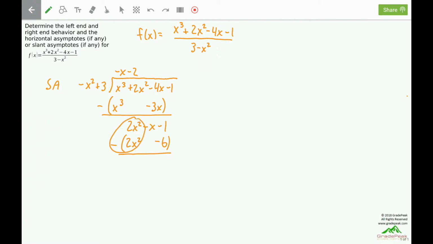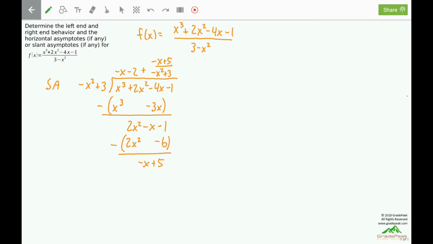2x squared minus 2x squared cancel out. The negative x has nothing to subtract with, and it will just move down as negative x. Minus 1 minus a negative 6, which is the same thing as plus 6, minus 1 plus 6 is a 5. The negative x squared cannot further divide into negative x, so the negative x plus 5 is the remainder. And it will be over, and being divided by negative x squared plus 3.